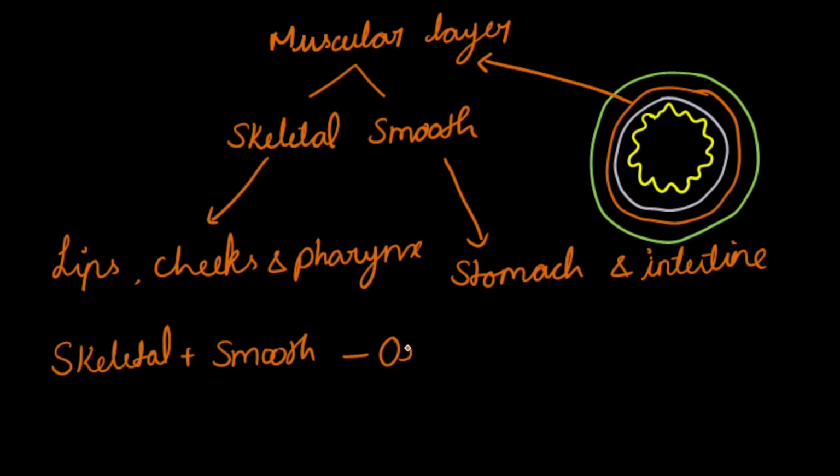So there is one special advantage that we can see both this skeletal and smooth muscle in esophagus. So you can remember easily that in case of muscular layer, we are having two different muscles, that is skeletal and smooth muscle. Skeletal muscle we can see in areas of lip, cheek, and pharynx, and in case of smooth muscle we can see in stomach and intestine. And this combination of skeletal and smooth muscle we can see in case of esophagus.